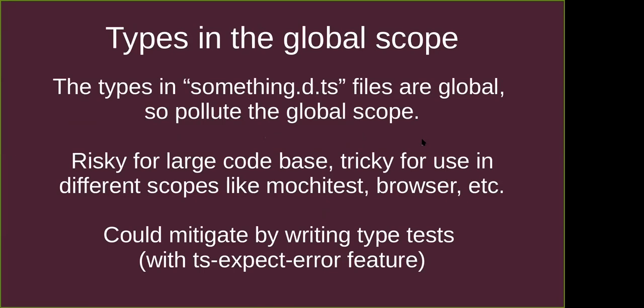Another problem he mentioned was types in the global scope. Especially where they're doing something a little different than the JSDoc approach that I've been talking about. I think they actually have some files that use TypeScript syntax, these .d.ts files, to express the types, and then those get used in the vanilla JavaScript code elsewhere. But the types, if you declare them in files like that, as I understand it, they're global, and so they can pollute the global scope. So it's kind of risky for a large code base and tricky for use in different scopes like Mocha tests, browser Chrome. Greg thought you could mitigate this by writing type tests. There's a new feature called TS expect error that should help with that. I didn't get too far into the details there with him, but that's another one of the issues that we might run into.